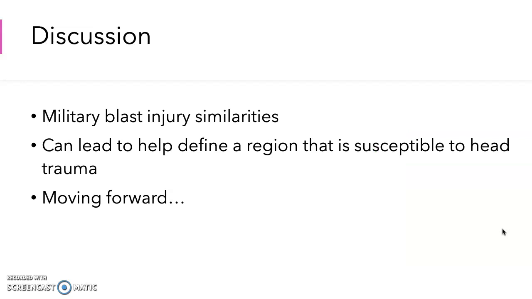So the discussion for this is there has been a suggestion of a similarity in the manifestation of military blast injuries and repetitive sports-related concussions with persistent symptoms, identifying a region of the brain that is particularly susceptible to mild head trauma. This brain region may be more susceptible to injury from the rotational forces that are acting in sports-related concussions, and this could also prove to be a diagnostic tool to help determine the severity of the injury and decide whether or not the athlete should be allowed to return to play-by-play action.